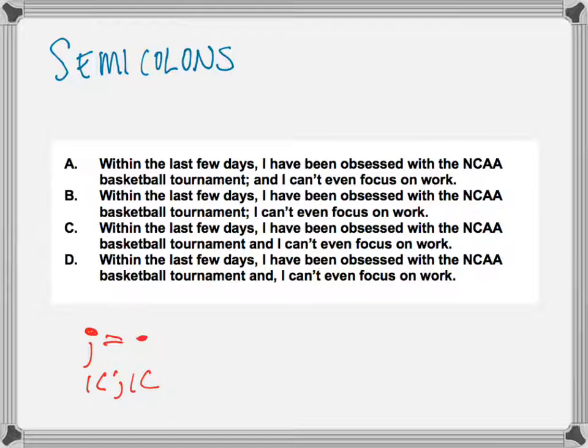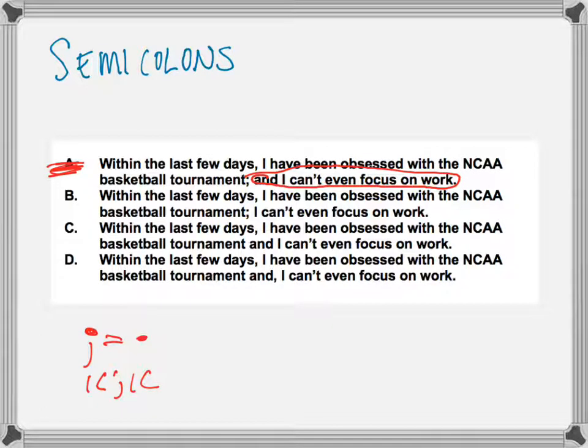So A was "Within the last few days, I've been obsessed with the NCAA basketball tournament; and I can't even focus on work." The first part is an independent clause. This right here is not an independent clause because it starts with that word "and," right? So A is gone.